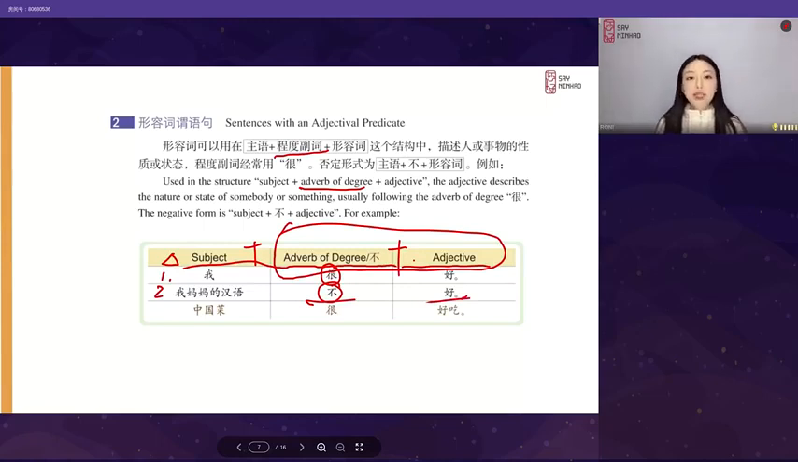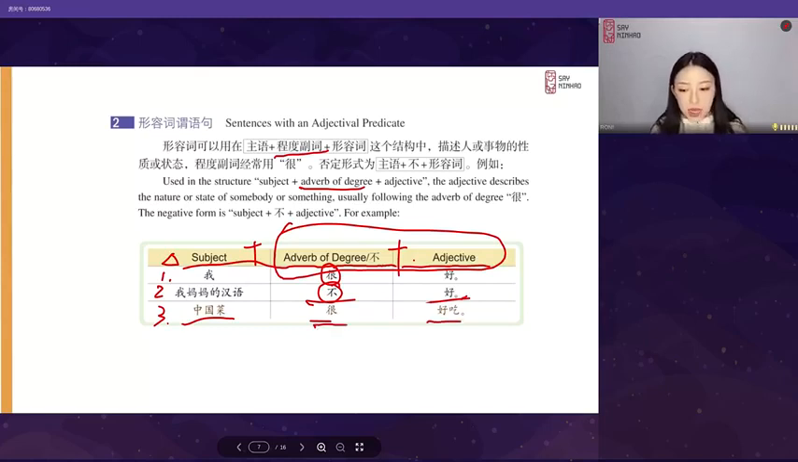So 我妈妈的汉语不好. My mother's Chinese is not good. It's not good. Okay, the last example. 中国菜很好吃. 中国菜很好吃. Chinese dish is very delicious. 很, again, the adverb of degree. Okay, 好吃 means delicious. So Chinese dish is very delicious.